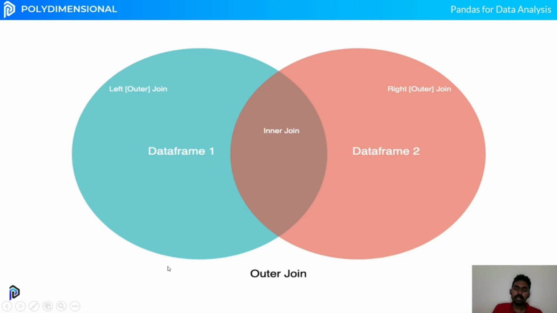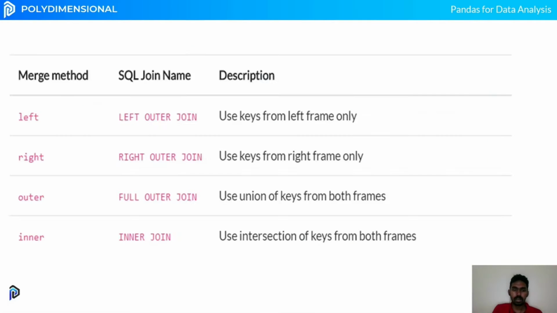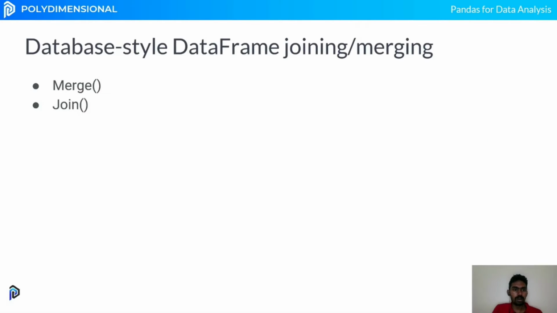Outer means all the keys in both the data frames are included. Left join means that all the elements in the left data frame would be there, along with the intersection with the right data frame, but it's separated. Similarly, we have right join also. If you're not able to understand it completely, an example will help you understand this in more detail. So let's get into the coding part.